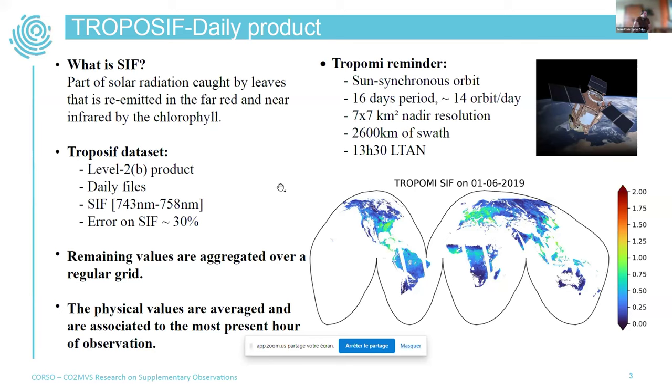For the 1st of June 2019. So TROPOSIF is not a level one, but a level two product. It is a daily file. We take the SIF given in the window of 743 nanometers up to 758 nanometers. This is a product that is known to be less sensitive to cloud contamination, but in the end, we still have around 30% of relative error. Due to some processing, we have some non-physical values that should be removed, and we will regrid it on a pixel size of 0.25 degrees for the assimilation.